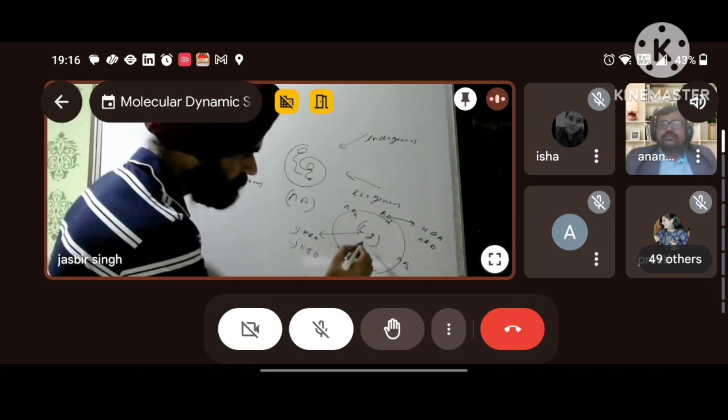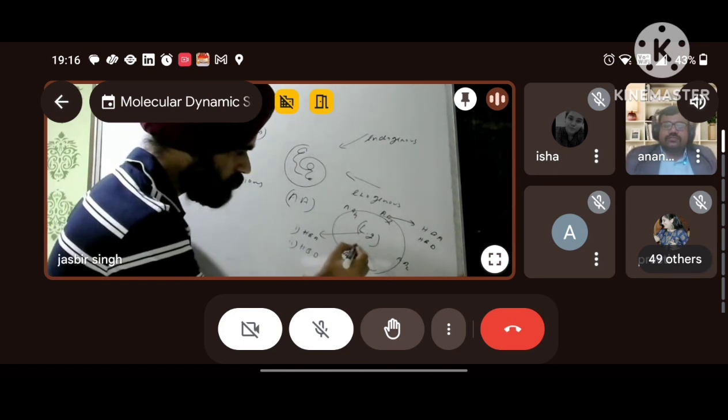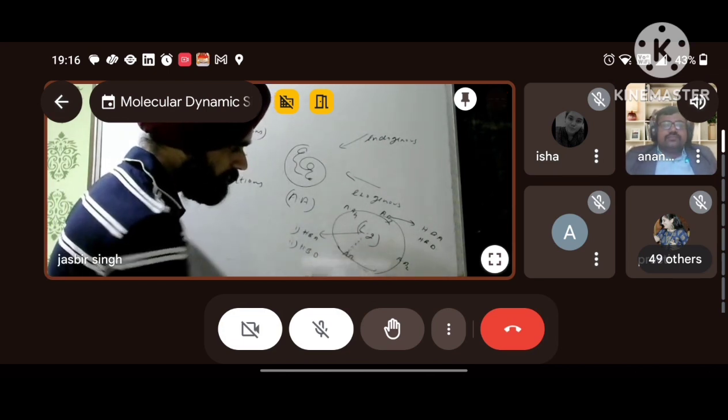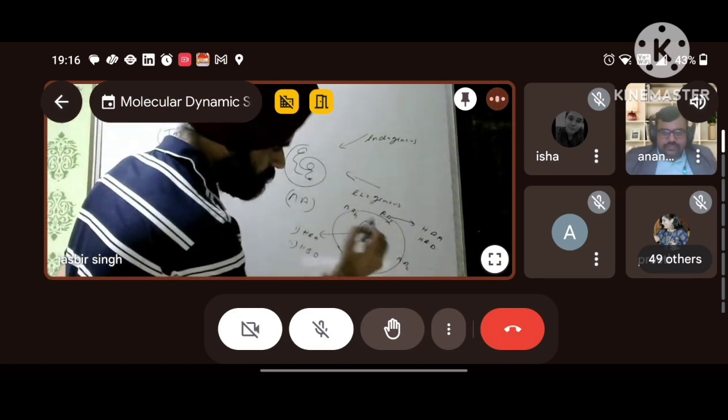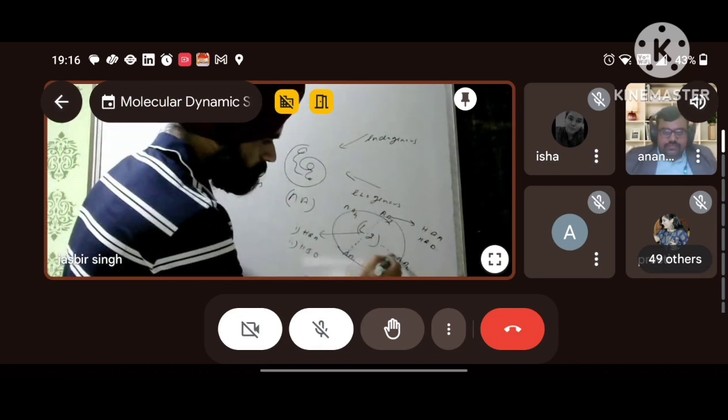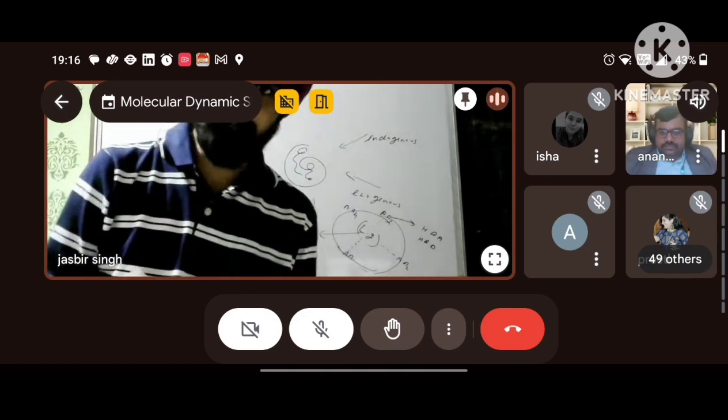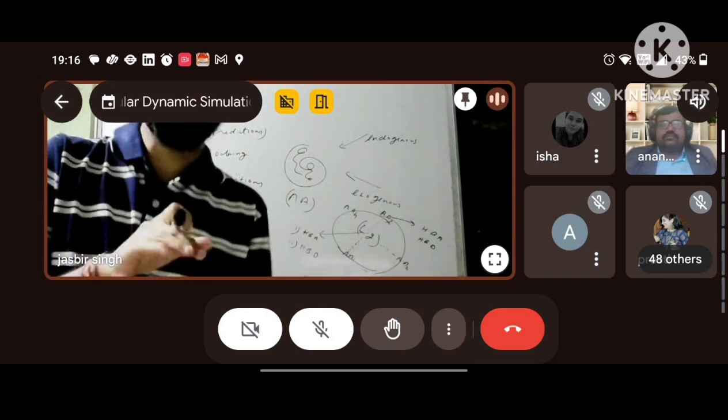Okay, let's just say I will represent this interaction in the form of a dotted line. Okay, it will form an interaction. It might also form an interaction with amino acid 3, like this. So like this, it is forming some interactions and sitting inside the pocket of the protein.